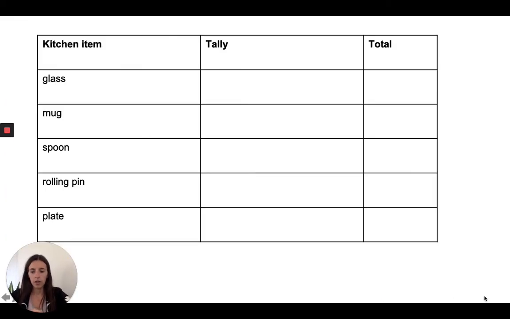Okay. So you should have completed your tally chart now. We're going to go through the answers and you can correct it if you got it wrong. Remember, we love our mistakes, so don't worry if you got it wrong. So we did the first one. We had 5, 6, 7, 8. So the total written as a numeral is 8.